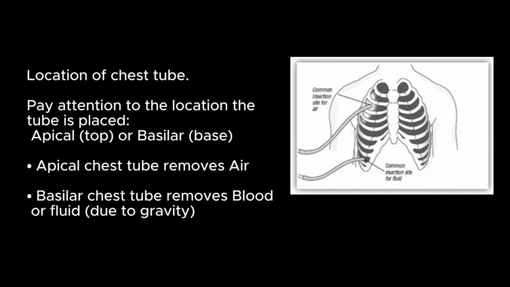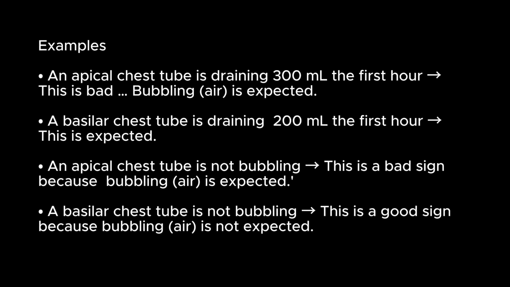So those are things we need to look out for. For a chest tube at the top, apical, the main thing you are looking for is air bubbling. Also for basilar, the one at the bottom, you are looking for drainage. So if there is bubbling at the bottom, there's an issue. If there is drainage at the top, there's an issue. For example, if an apical chest tube drains 300 ml of blood or fluid within the first hour, of course, this is bad. Why? Apical bubbling is what's supposed to occur.